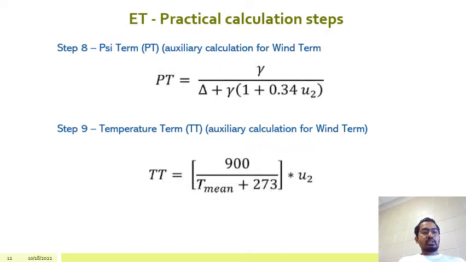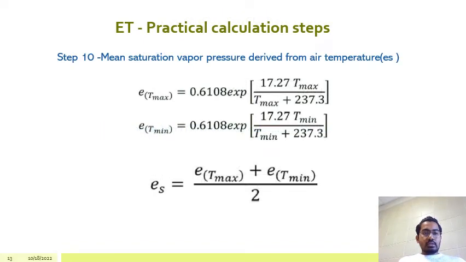Step 8 is the psi term, the auxiliary calculation for the wind term. Step 9 is the temperature term, and in this equation we are going to use the value of u. Step 10 is the mean saturation vapor pressure, and for this we have to find the e max first, then find the e min, and then take the mean of the two vapor pressures.